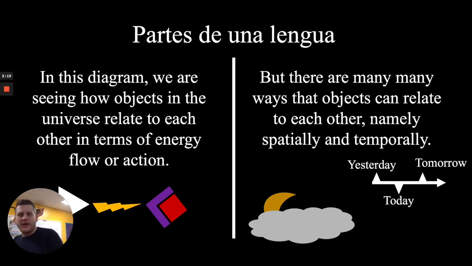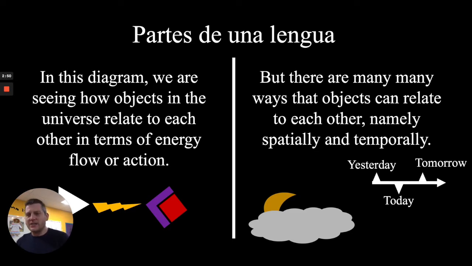So let me read what I've got here. In the diagram that I've made up here, we are seeing how objects in the universe relate to each other in terms of energy flow or action. It starts there at the white triangle that I'm covering up mostly. The lightning bolt represents the energy that flows to the little purple funny thing there that receives that action and then transfers that action to our indirect object, the red square. Again, this is just a diagram to represent how I think about the flow of energy in most of the sentences that we say in our lives.